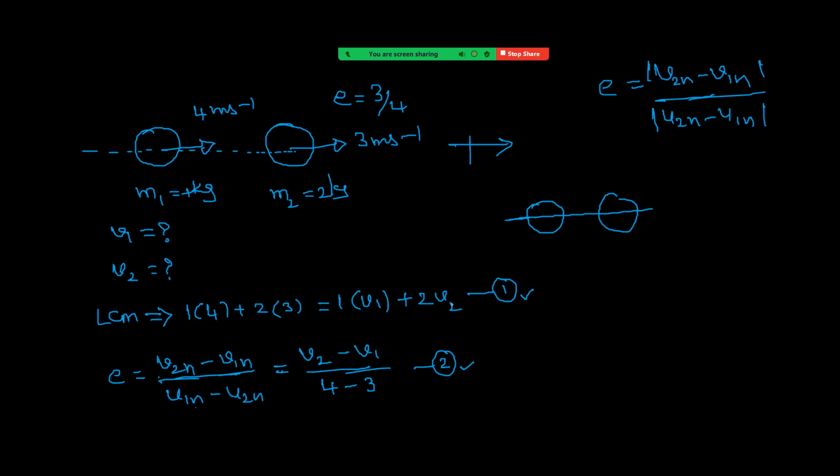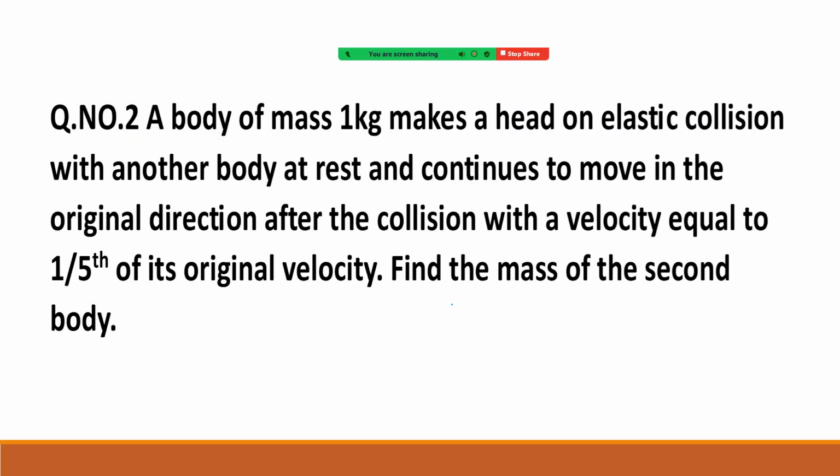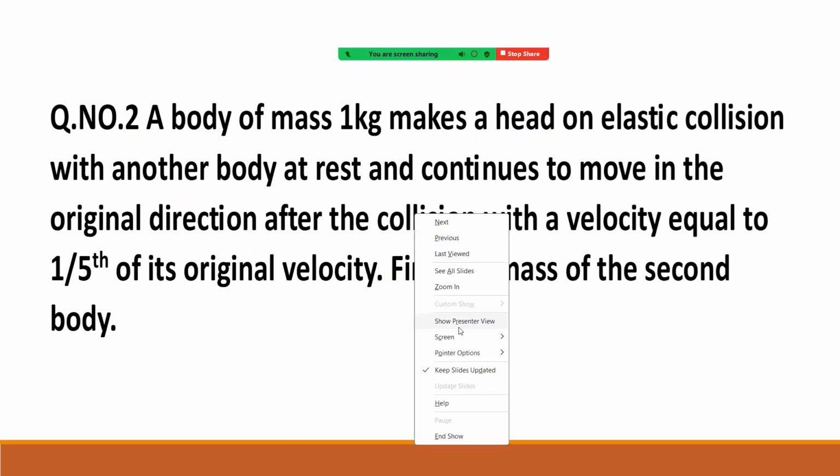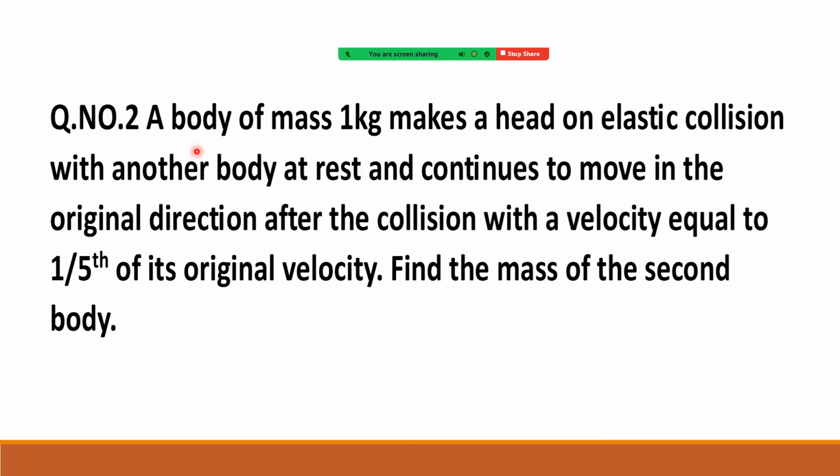Okay. Let us see one problem. See the question carefully. A body of mass 1 kg makes a head-on elastic collision with another body at rest and continues to move in the horizontal direction after the collision with a velocity equal to 1/5 of its original velocity. Find the mass of the second body.